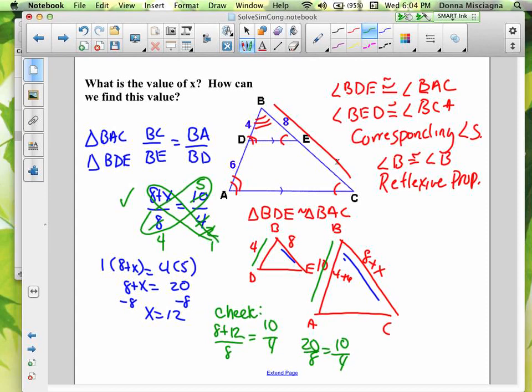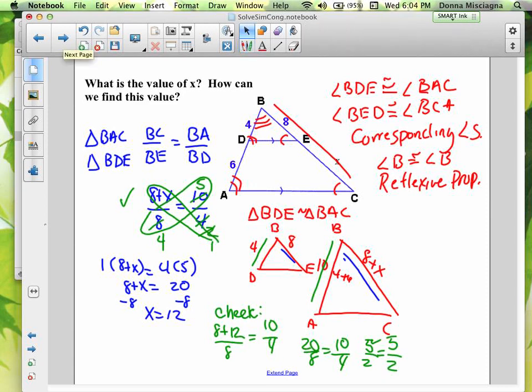And 20 over 8 is reducible. Actually, they're both reducible. We can reduce 20 over 8. Those are divisible by 4. 20 divided by 4 is 5. 8 divided by 4 is 2. And then 10 and 4 are both divisible by 2. So 10 divided by 2 is 5. 4 divided by 2 is 2. Right, so that checks out. And the value of x there is 12. Okay? I hope this is making sense to you and you're finding this not too difficult. Because really, as long as you set them up correctly, the solving on these really isn't bad at all.